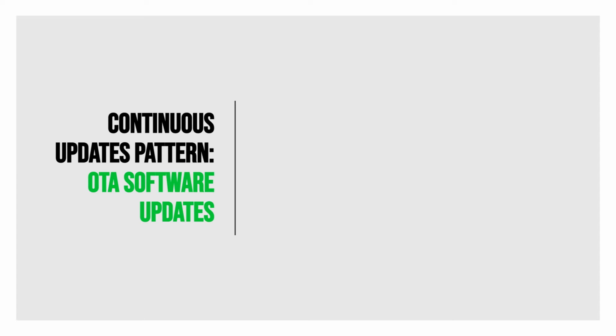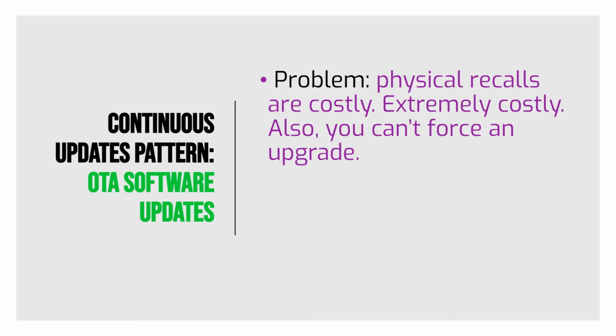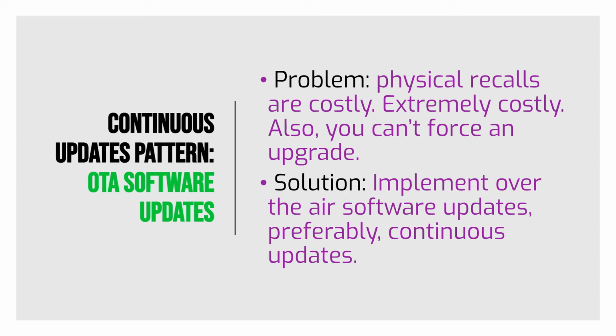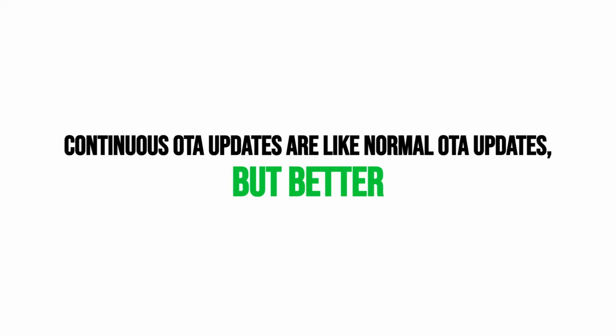So physical updates are extremely costly, right? We have to recall all the cars, which is extremely costly, and you can't force people to an upgrade, right? How can you force them to come to the garage? So the solution is to implement over-the-air software updates, preferably continuous updates. Let's talk a bit about continuous updates. Continuous updates are really cool and really fun, but what's better than that? I believe, continuous over-the-air updates.